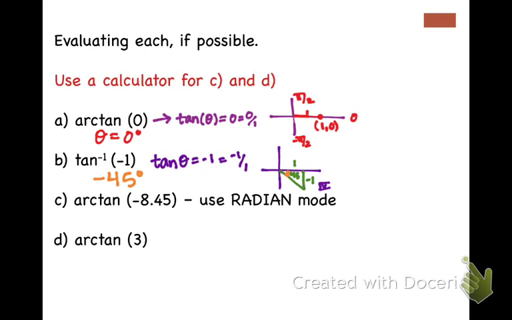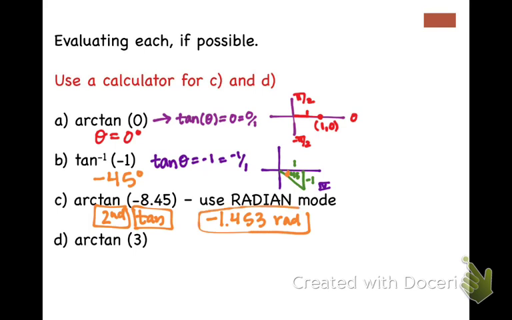Now, for our calculator, for part C, we're going to use radian mode. So make sure your calculator is in radian mode, and you can just type it in. Remember, we're going to hit second, and then tangent. Change your mode to radian mode, and hit second tangent, -8.45, and you should get -1.453. All right, and remember, this is an angle value, so this is in radians. I boxed a lot of things there, so we'll just run a highlighter through there too.